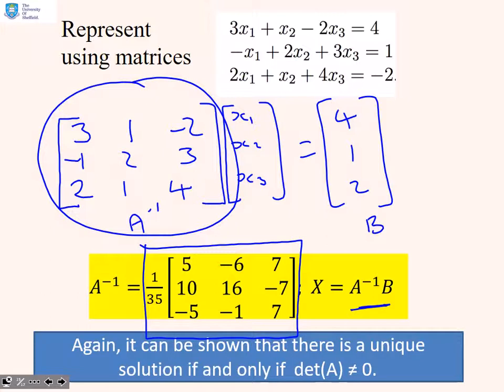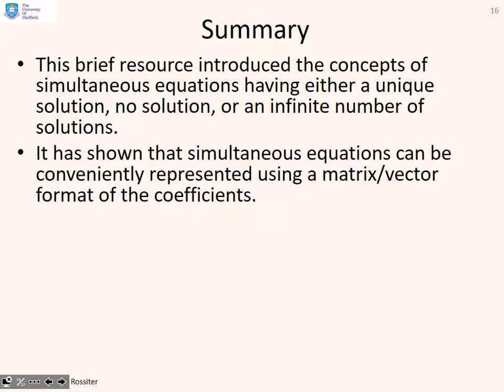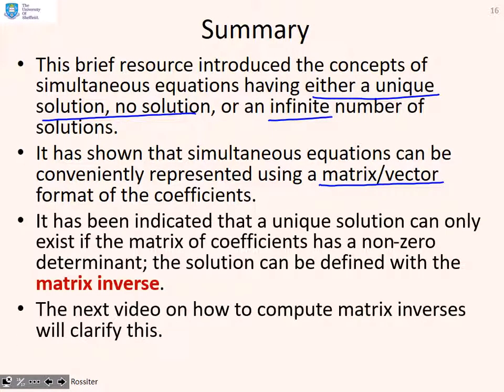And again, you'll see later there's only a unique solution if the determinant of A is non-zero, which here it is. So in summary, this resource has introduced the concepts of simultaneous equations having either a unique solution, no solution, or an infinite number of solutions, and it's shown that you can represent the equations using a matrix vector format of the coefficients. Assuming you've got the matrix vector format, the solution can be defined with the matrix inverse. So that's a key point. So what's going to happen in the next videos is we're going to look at how you might compute matrix inverses and some other methods.